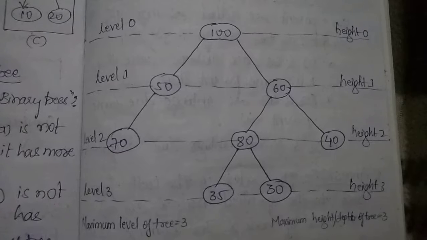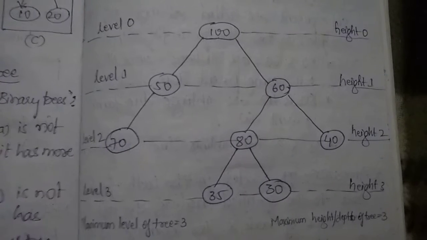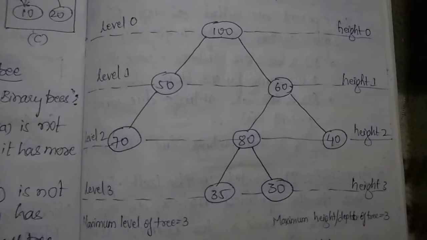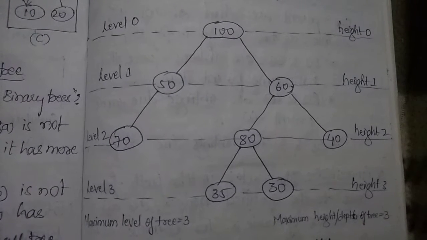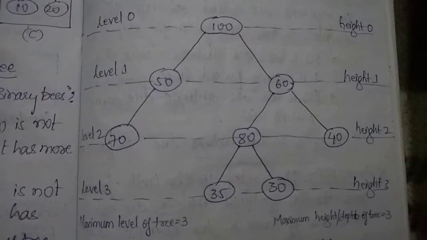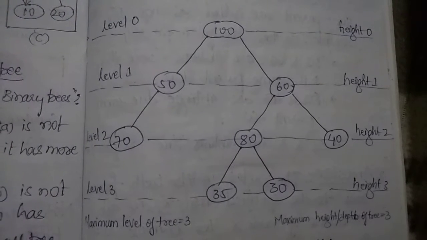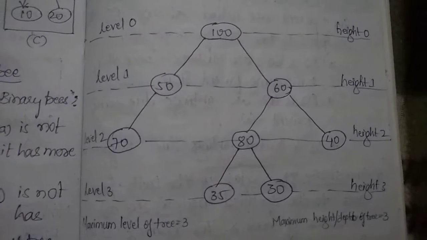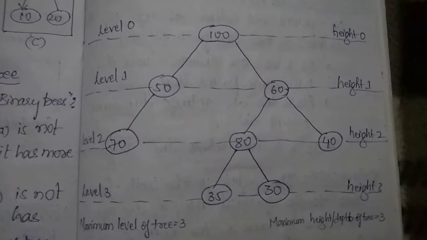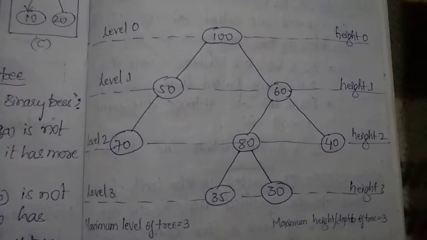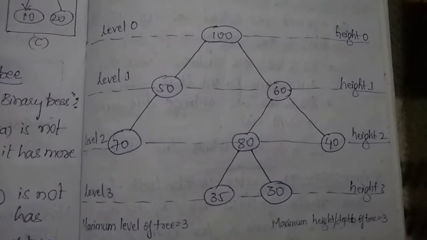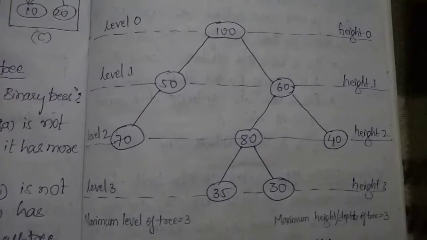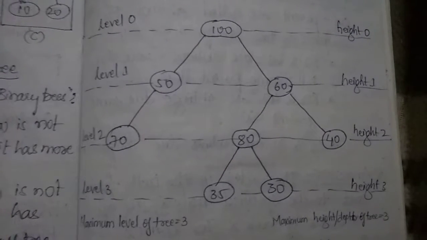Next is internal nodes. The nodes in the tree other than the leaf nodes are called internal nodes. For example, 100, 50, 60 and 80 are the internal nodes of this tree. Next is external nodes. The leaf nodes in the tree are also called external nodes. For example, as in the previous terminology leaf, 70, 35, 30 and 40 are the external nodes in the figure.